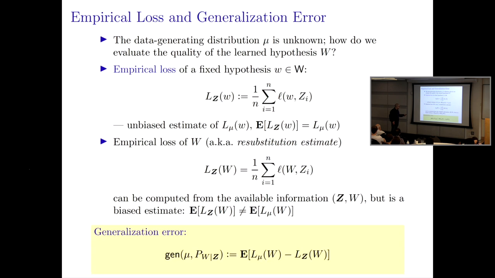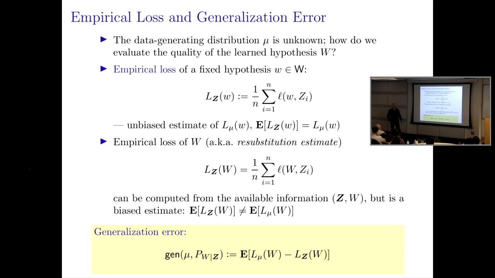But it's also, you can think about it as the empirical loss of the learned hypothesis, the uppercase W, on the data that gave rise to it. The nice thing about this is that it is easy to compute from available information. Let's suppose you don't have the luxury of testing, or you're lazy. But it's a biased estimate. So it's easy to compute, but it's a biased estimate, and we want to get an idea of what this bias is.